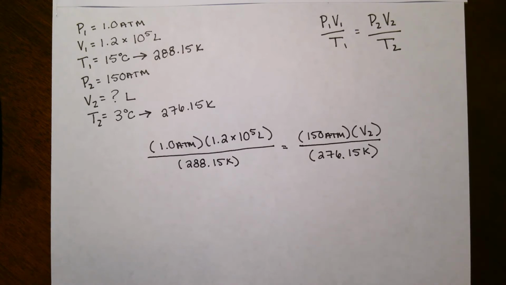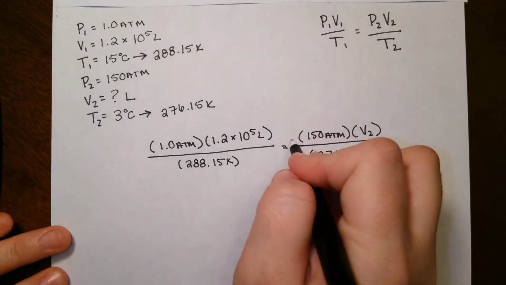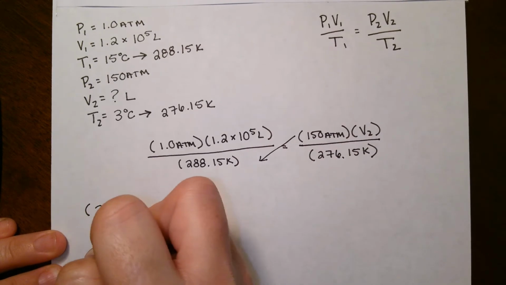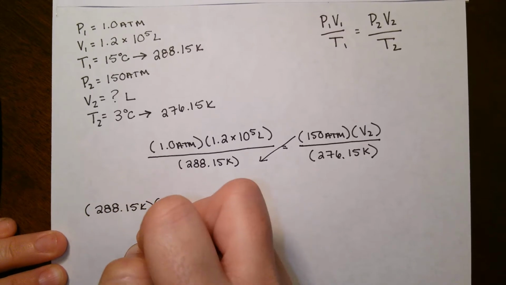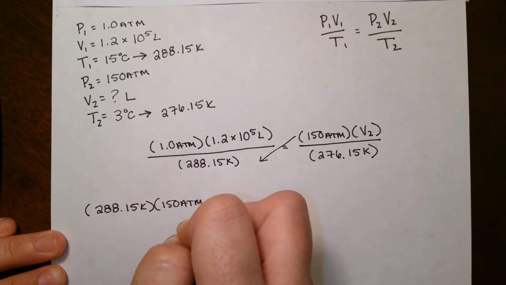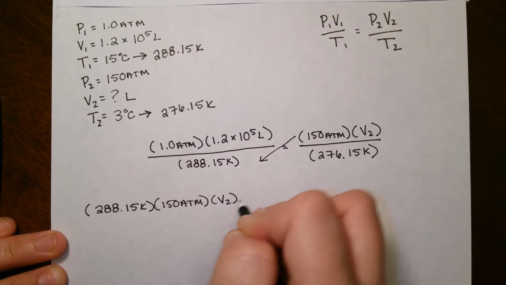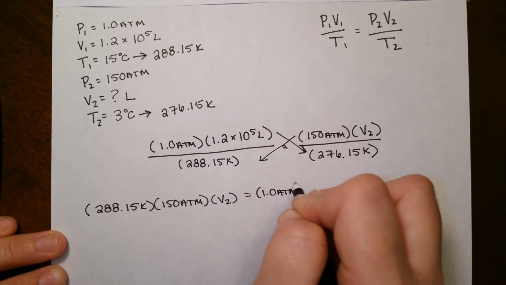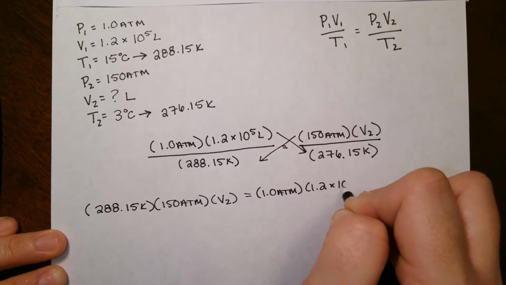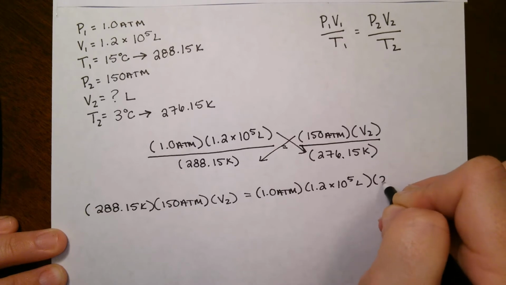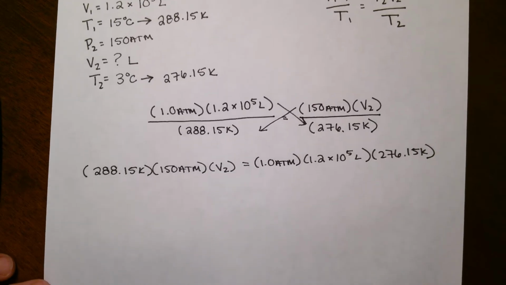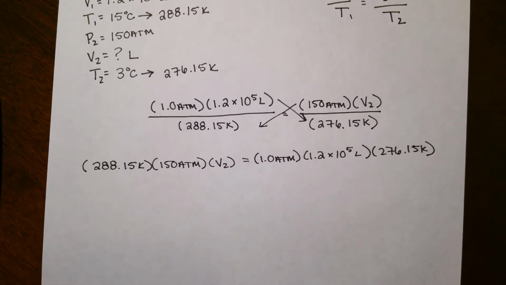So again, for this one, there's a lot of ways that you can approach it. So let's go ahead and cross multiply. That's going to be a little bit different than normal, but I think cross multiplication might make this a little easier. So we have 288.15 Kelvin multiplied by that 150 atm up top, multiplied by V2, equals, go ahead and do that other side, so 1.0 atm multiplied by 1.2 times 10 to the 5th liters, 276.15 Kelvin.